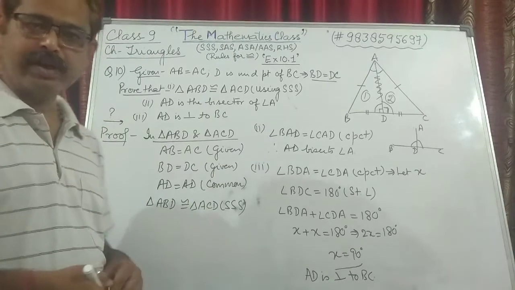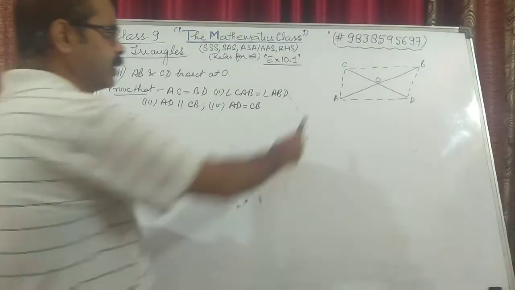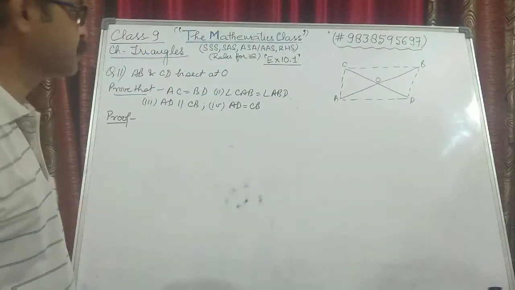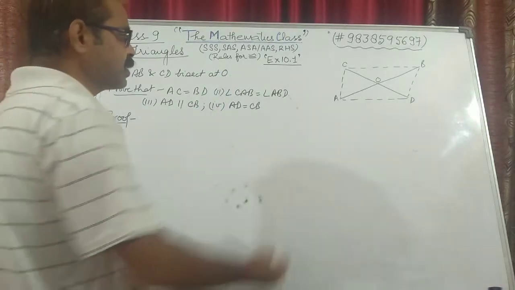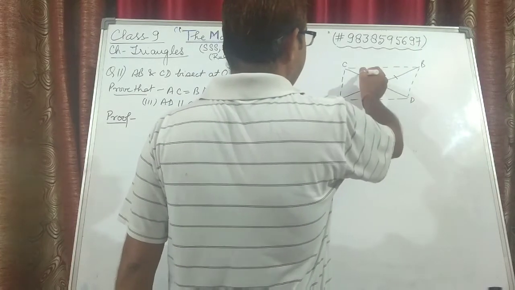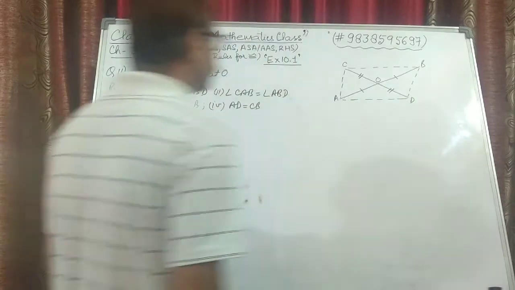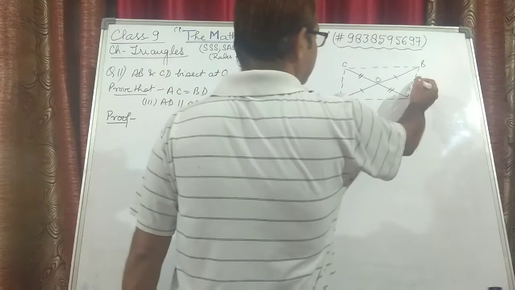Now let's move on to the next question. Next question is question number 11. In this it is given that AB and CD are two straight lines which bisect each other at point O. Bisect means dividing into two equal parts. It means AO is equal to OB and CO is equal to OD. First thing you have to prove is that AC is equal to BD.